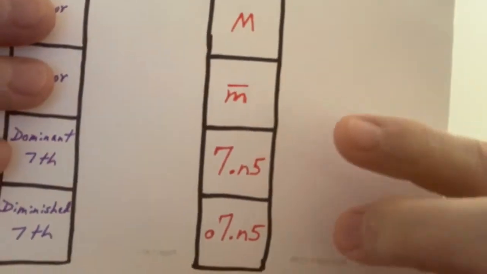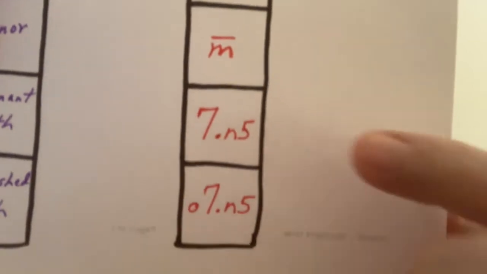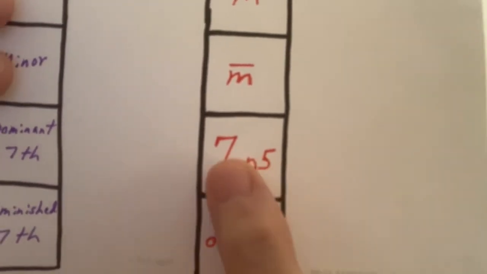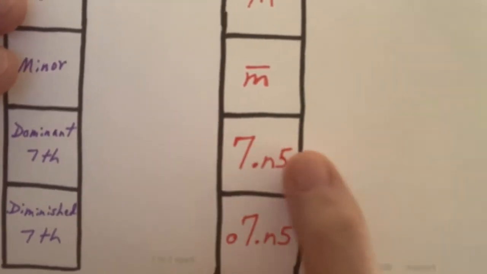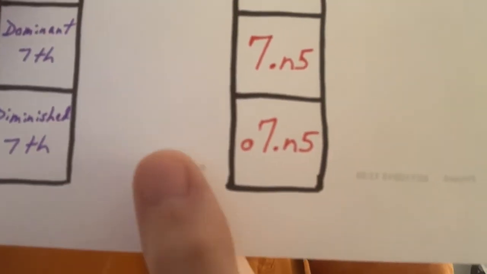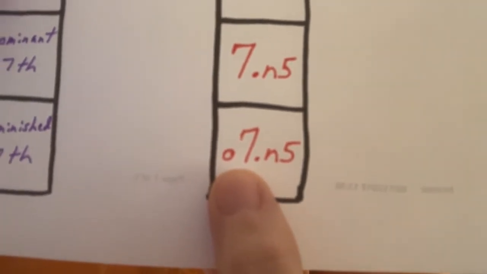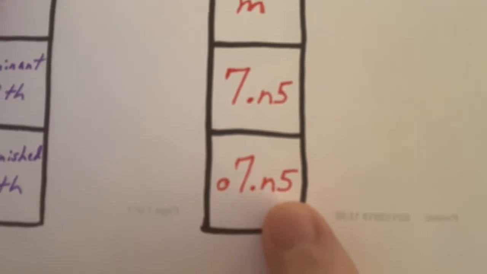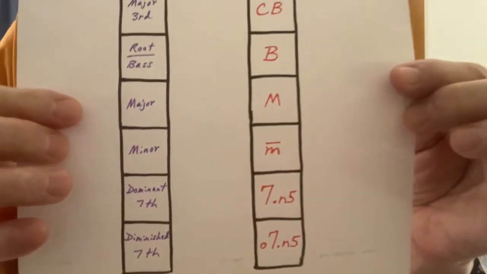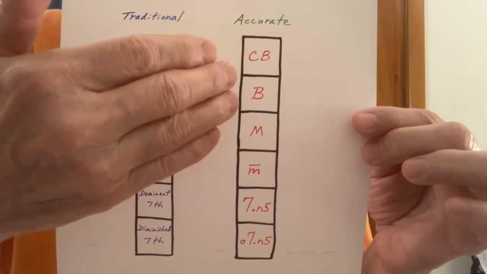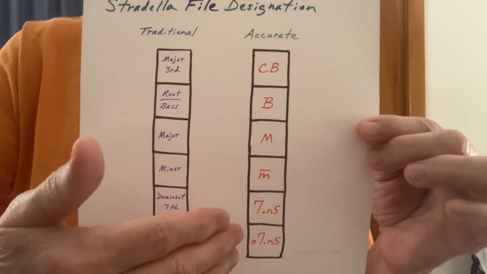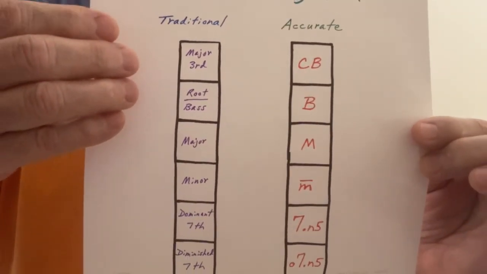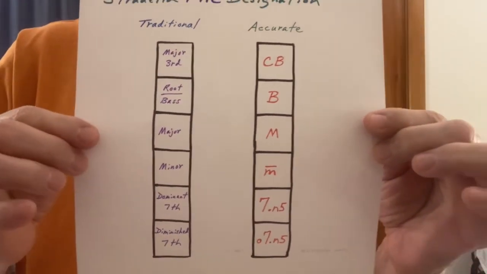But when you describe that dominant rank, it would be 7 minus 5. In other words, the fifth is missing. That's how you would designate that rank. And for the bottom rank, you would designate that as a diminished 7th, minus 5. In other words, the fifth is missing. This would be the accurate, homogeneous perspective. This would be the not so accurate traditional heterogeneous perspective.